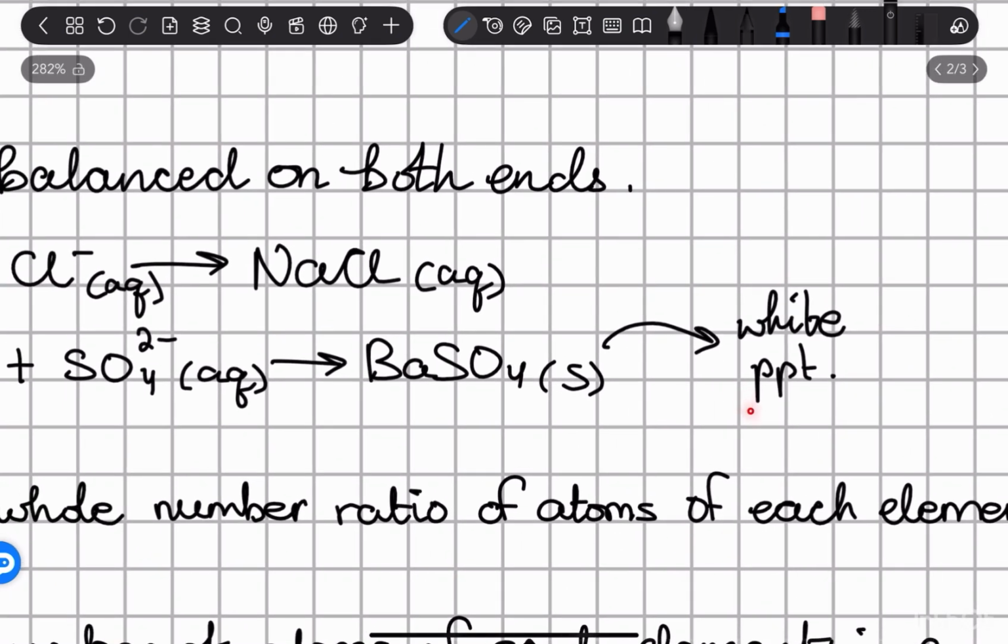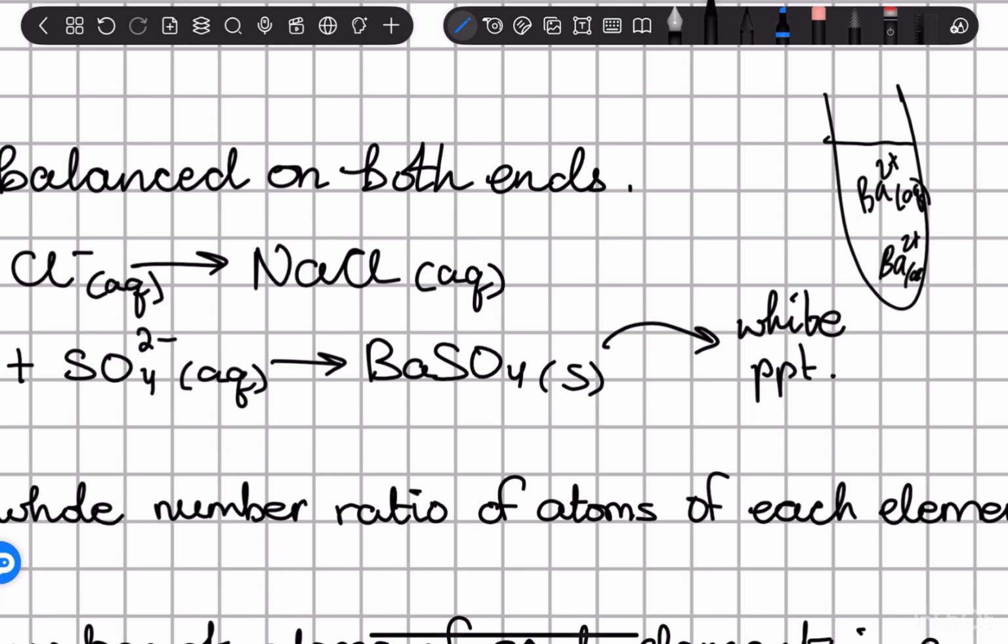Barium sulfate forms a precipitate, which is basically a solid formed within the solution. Let's say we had the barium ions here in water, aqueous, and then you have your sulfate being added to it, and this will slowly form some kind of solid that will deposit in the test tube or whatever container you're doing your reaction in, and that solid is the precipitate.